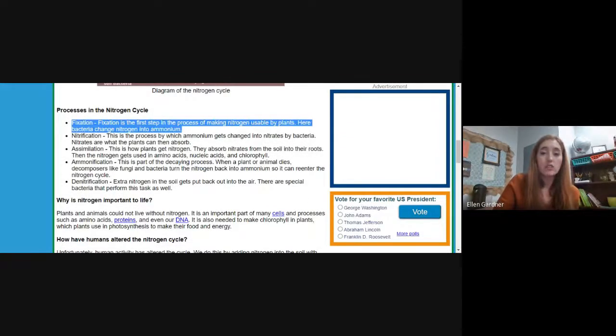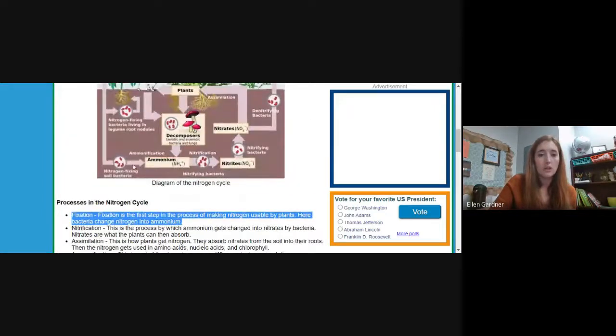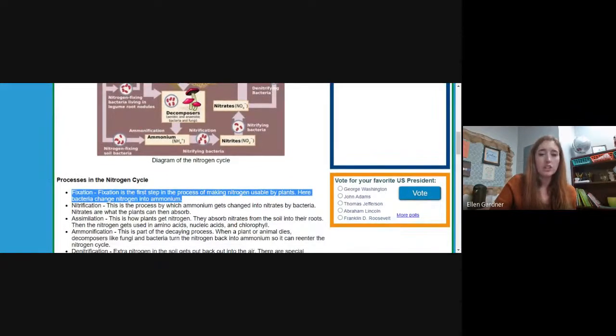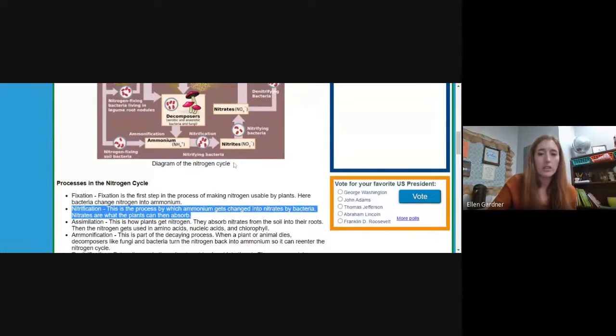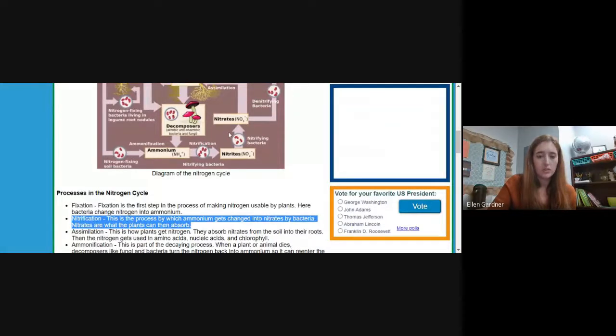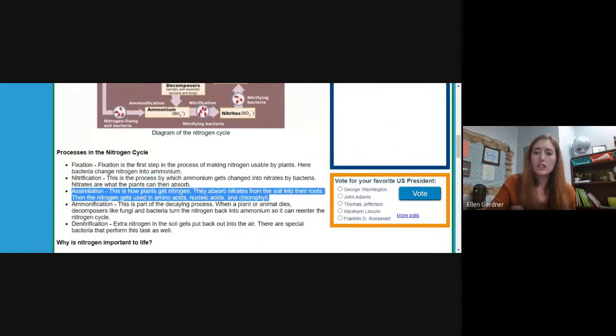It says fixation is the first step in the process of making nitrogen usable by plants. Bacteria changes nitrogen into ammonium. Now, nitrification is the process by which ammonium gets changed into nitrates by bacteria. Nitrates are what the plants can then absorb. Assimilation is how plants get nitrogen. They absorb nitrates from the soil into their roots. Then the nitrogen gets used in amino acids, nucleic acids, and chlorophyll.